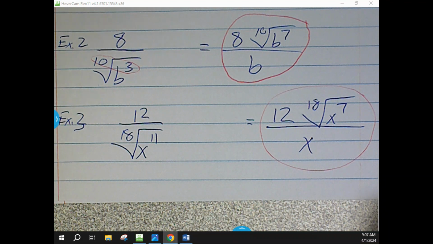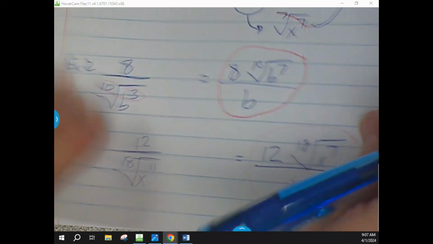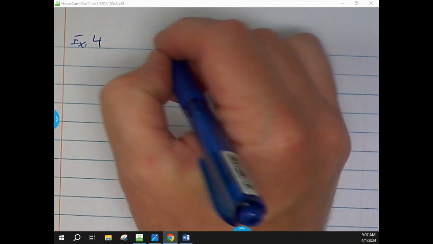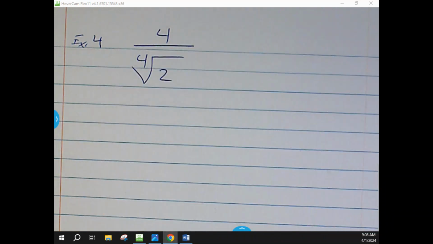Everybody good there? All right, we'll wait. All right, so one more with the numbers, and then we'll kind of move on here. Okay, let's go 4 over the 4th root of 2.